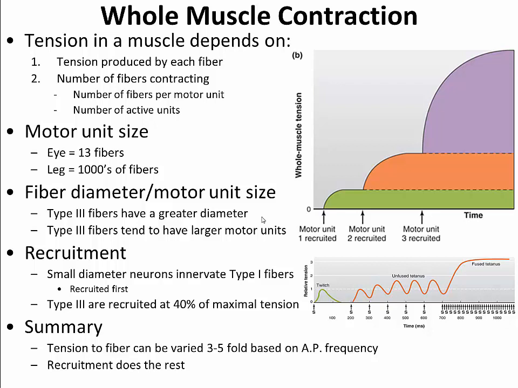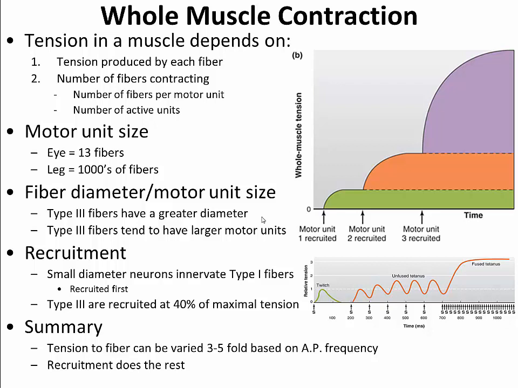It's also worth noting that type 3 fibers tend to have larger motor units. This is not, of course, directly related to the fact that their fibers are larger, but it makes sense based on the fact that these fibers, the type 3 fibers, are usually involved in generating a lot of force in a short period of time, such as in the large muscles of our arm or the large muscles of our leg, and it's here we find very large motor units.